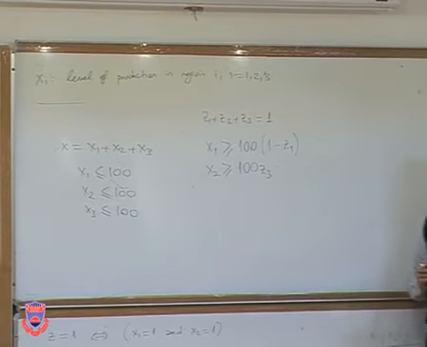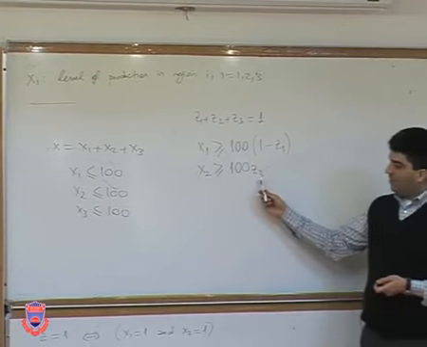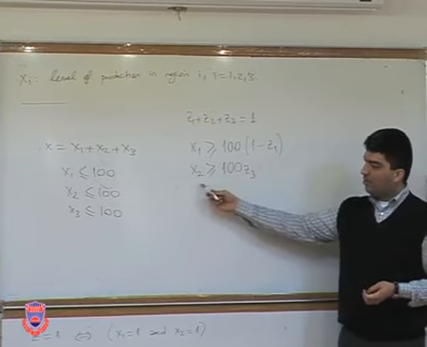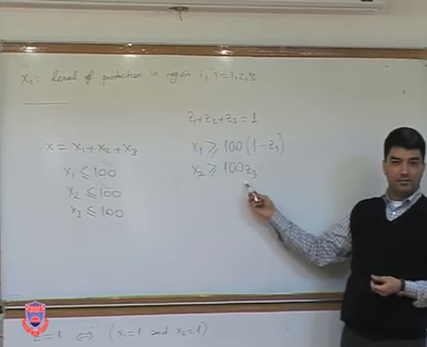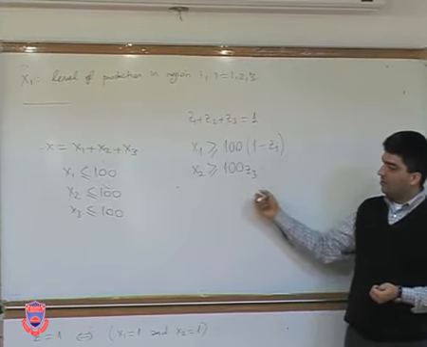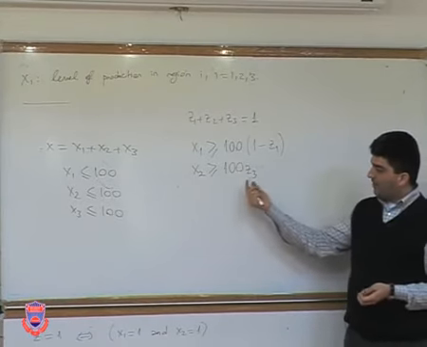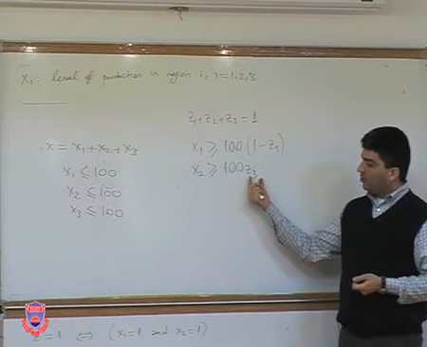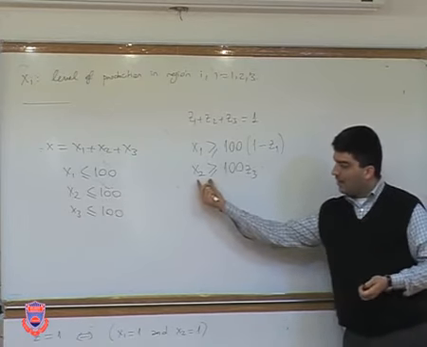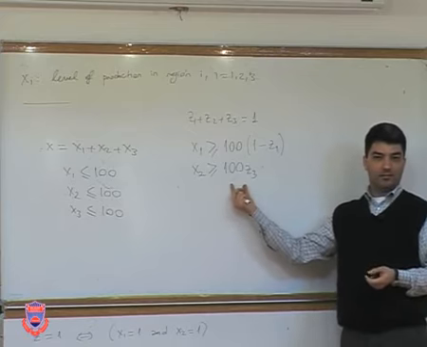Does this work? Well, if z3 is 1, I'm forcing x2 to be equal to 100, basically. Okay, and if z3 is 0, then x2 is non-negative, basically. Okay? So basically this tells you that if z3 is equal to 1, then I have to make sure that x2 is also at least 100.